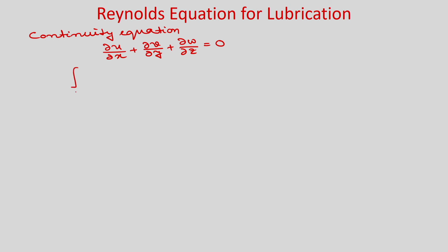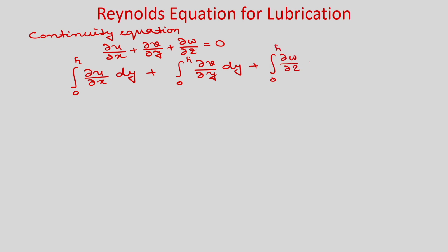So, we can write integral 0 to h del u by del x dy plus integral 0 to h del v by del y dy plus integral 0 to h del w by del z dy is equal to 0. Now, we will use this Leibniz integration formula to express these integrals, and we will take the derivative of del x outside the integral. So, you know this Leibniz integration formula.